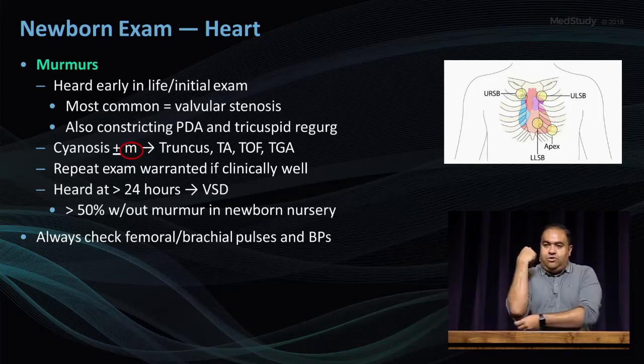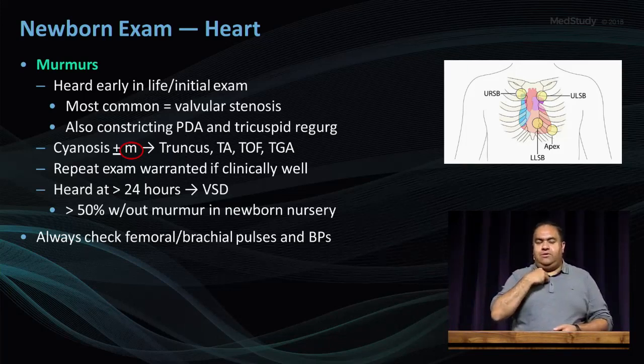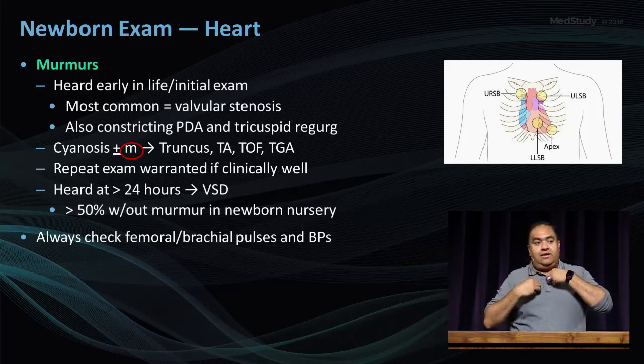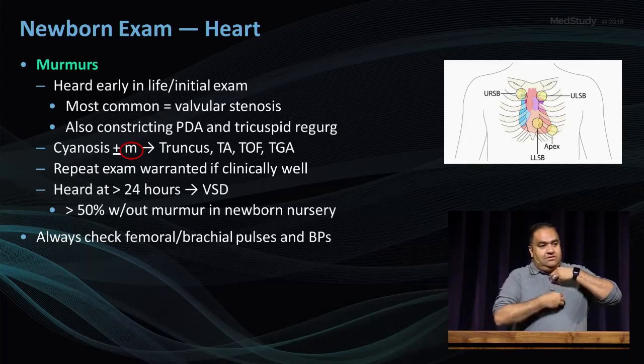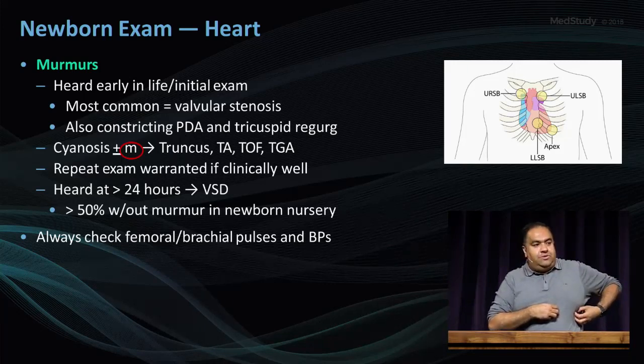Upper right sternal border, you're going to hear aortic type murmurs. So aortic stenosis is where you're going to hear these type of murmurs. Then the next is the pulmonic. If aortic's up here, the pulmonic is going to be on the left upper sternal. When you get down to the left lower sternal, these are the tricuspid murmurs. And then as you go to the apex, these are the mitral murmurs that you're going to hear.